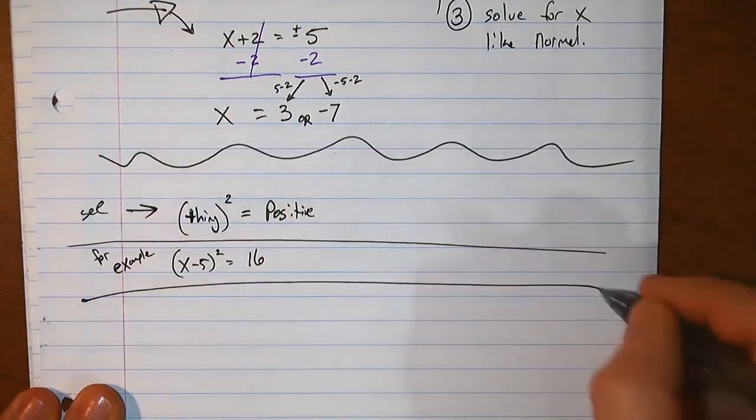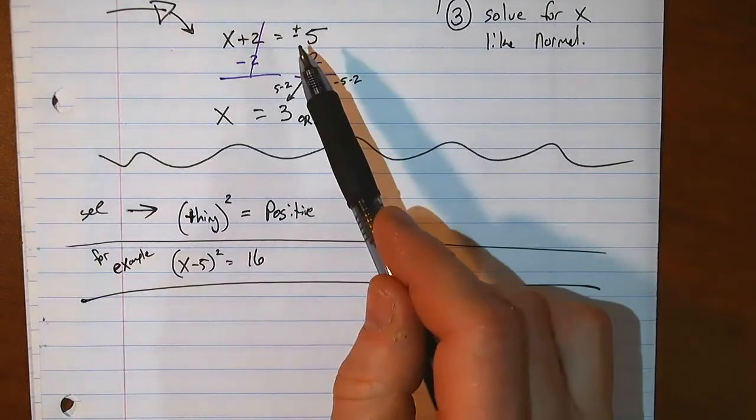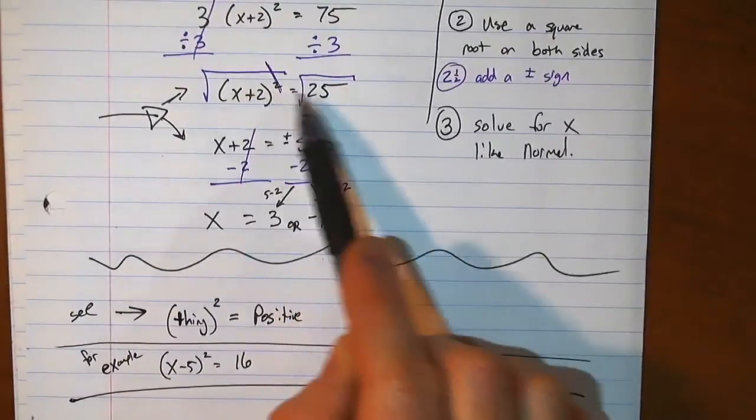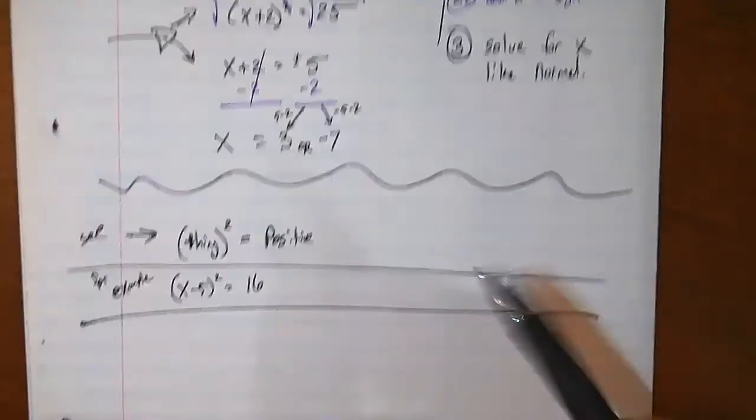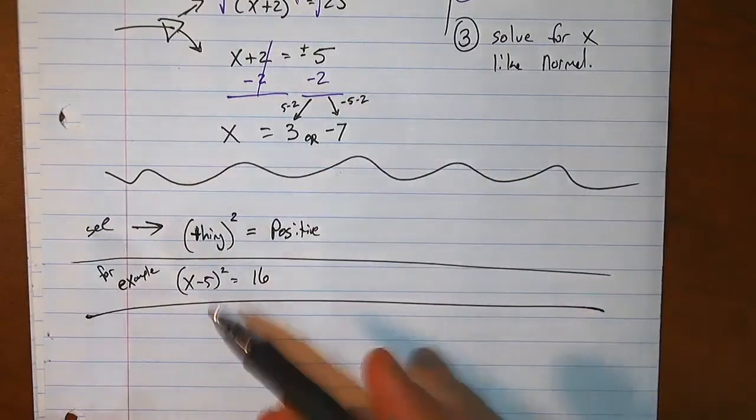And what's going to happen in that situation? Well, that's exactly what we had up here. We had this thing squared equal a positive number, and we ended up with 2 answers.